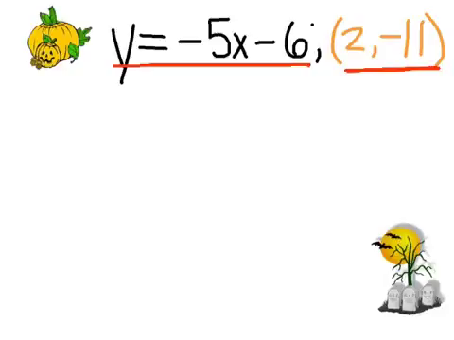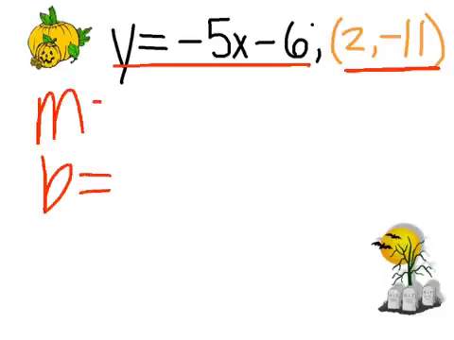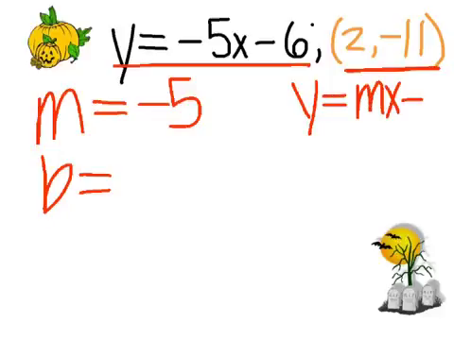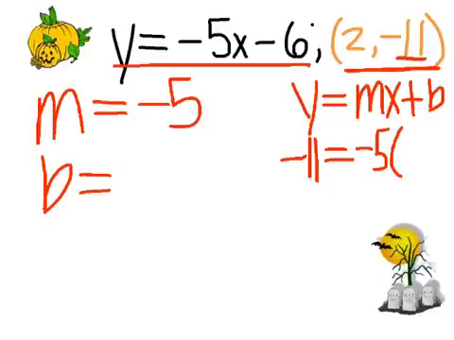What are the two things we need to find? Our slope and our y-intercept. What is our slope? Negative 5. To find our y-intercept, we need to plug in our coordinates. We have y is equal to mx plus b. What do we plug in for y? Negative 11. Plug in negative 5 for our slope. What do we plug in for x? 2.